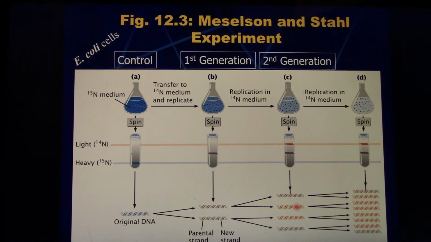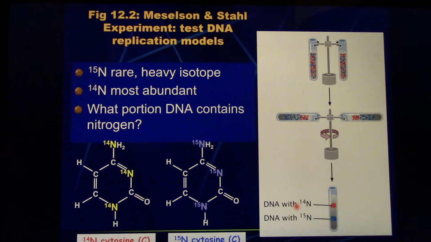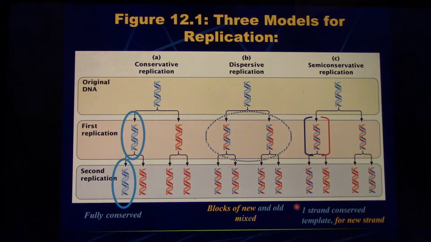So that eliminates dispersive, because dispersive just has one band all the time. First it was really heavy, then it was lighter, a mixture, and then it was going to be even lighter, so it was going to go higher and higher in the centrifuge tube. So what's left is semi-conservative.